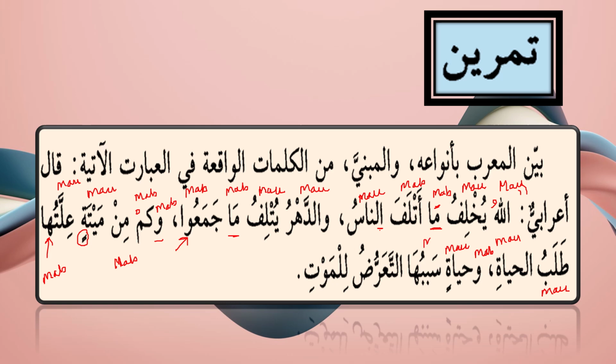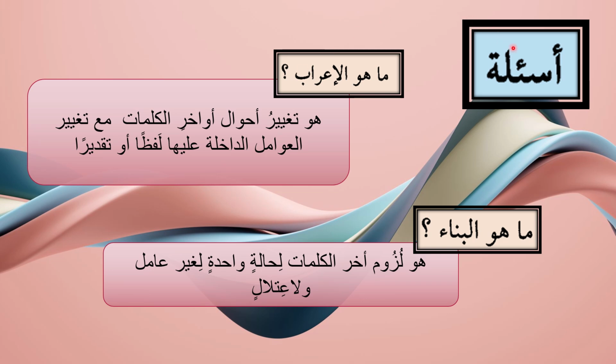Sababu is mu'rab, it's a noun. Ha damir is mabni. And ta'arudu, this is also a noun, mu'rab. And li, harf jar, this li harf jar is mabni. And mauti is mu'rab, it's a noun. So that's how you need to know which is mu'rab and which is mabni. Let's do the next one.